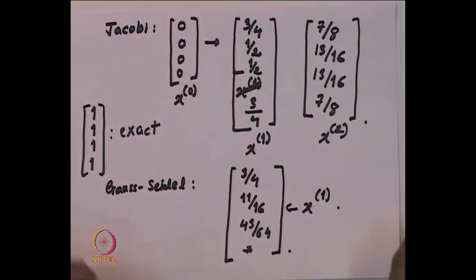So, here it looks like the Gauss-Seidel iterates are going to converge faster, as the exact solution was 1 1 1 1. If you use the most recent value, then the error will be small.